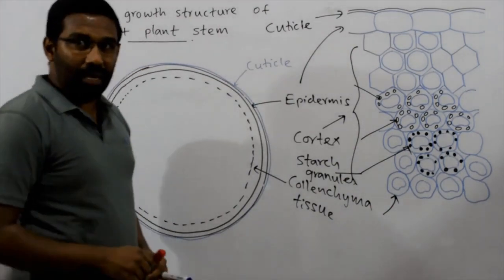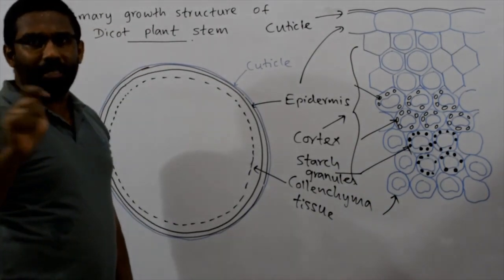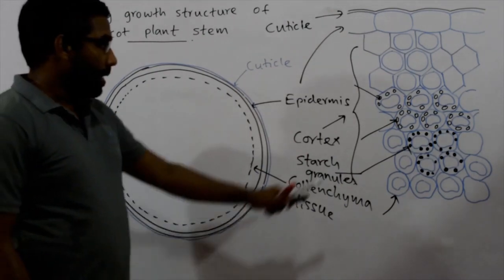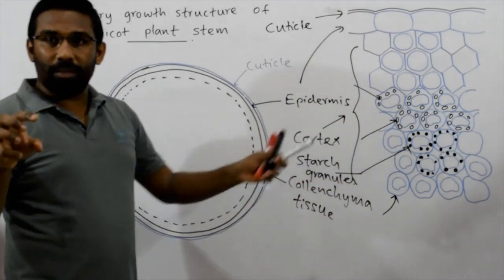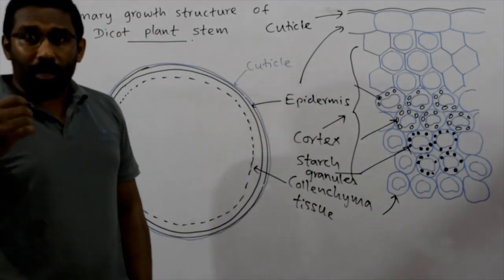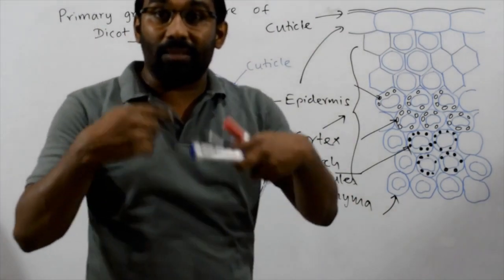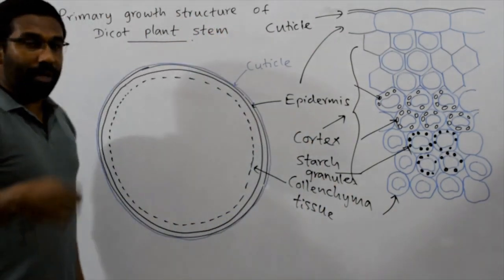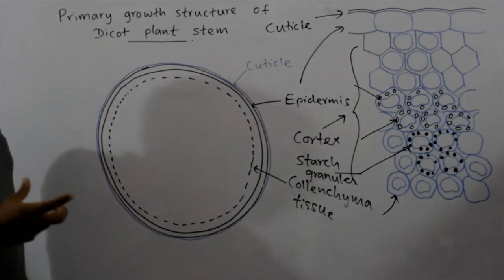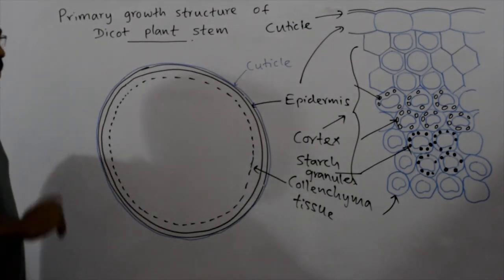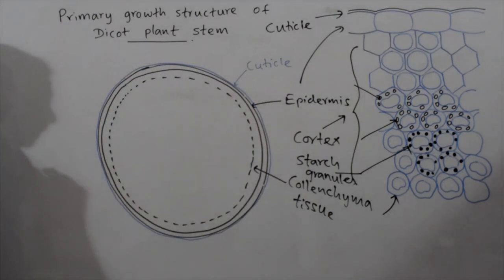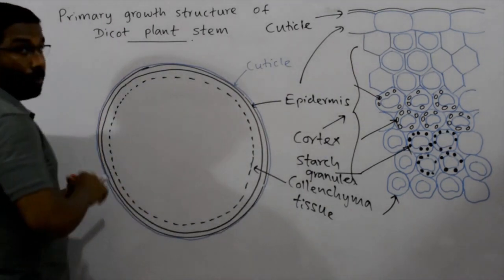In addition, we said the main cell type in the cortex is parenchyma. There are also some sclerenchyma fibers found in between these parenchyma cells in the cortex. Those sclerenchyma fibers provide extra strength and support to the shoot during primary growth. That's about the cortex. Then inner to the cortex, it has vascular bundles.